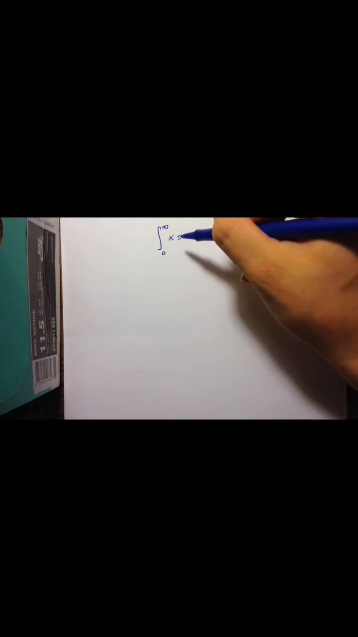Okay, so we have our second problem here. We're tasked with the same thing. We have to determine if this integral converges or if it diverges. And if the integral converges, then if possible, we need to see what value this integral actually converges to. So we have the integral from 0 to infinity of x sine of x squared dx.